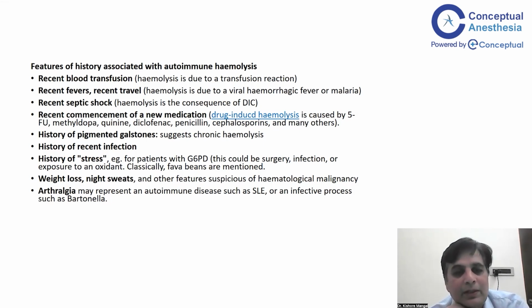The history of pigmented gallstones can suggest chronic hemolysis. History of recent infection, history of stress: this is important for patients who have G6PD deficiency. So surgery, infection, or exposure to an oxidant like medicines which can cause G6PD precipitation, leading to hemolysis. Then, if the patient gives a history of weight loss and night sweats, you have to rule out hematological malignancies. And arthralgia can represent autoimmune disease such as SLE or infection with Bartonella.